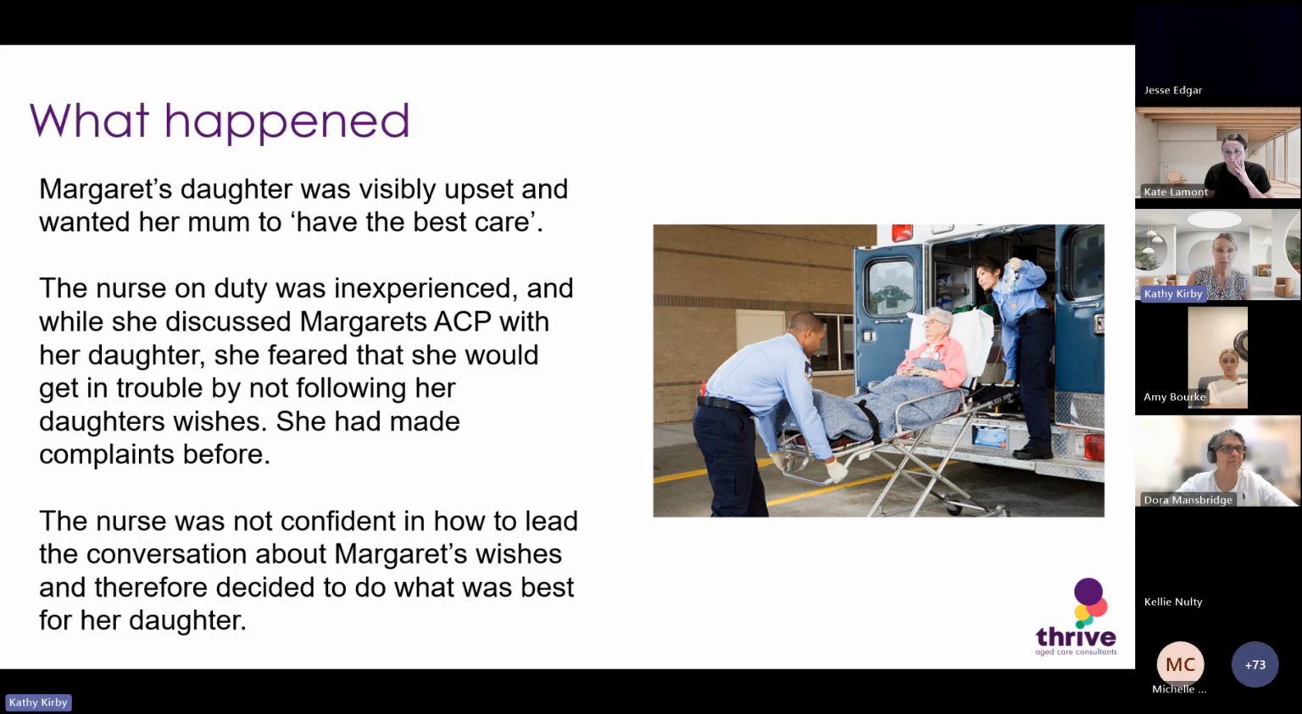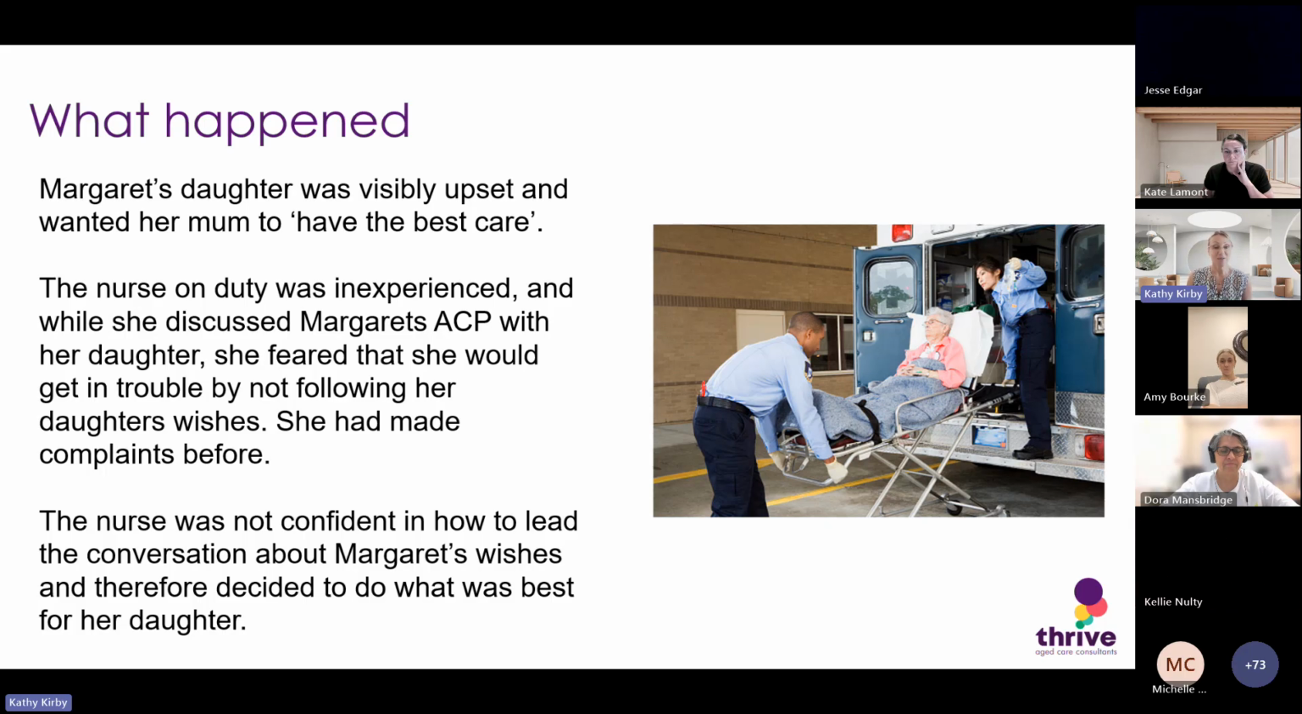Margaret's daughter was really upset. She was visibly upset, and she wanted her mum to have the best care possible. That's the words that her daughter used. The nurse that was on duty, who was facilitating this conversation, was inexperienced. She actually did refer to Margaret's advanced care plan with her daughter, but she was also fearful that she was going to get in trouble for not following the daughter's wishes, because her daughter had, as you said, made complaints before. So she was worried about getting into trouble herself. The nurse wasn't confident in how to lead the conversation about Margaret's wishes, and therefore she decided to do what was best for her daughter.